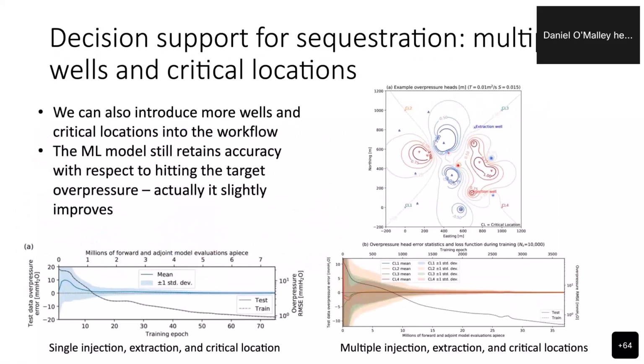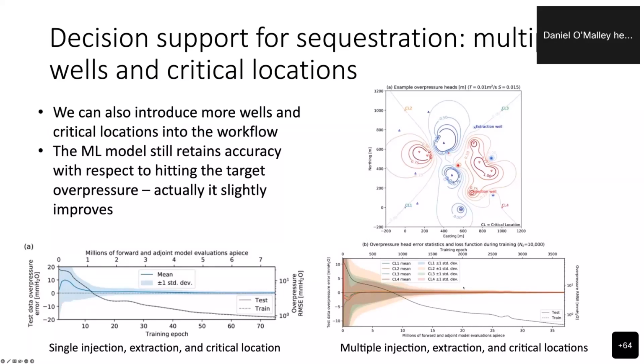And we can do this for multiple wells in multiple locations with multiple critical locations. Somewhat interestingly, it actually worked better in this case. If you look at the overpressurization error, this is showing it for the single injection case, where there's one injector, one extractor, one critical location. This is showing it for multiple injection, extraction, and critical locations. And the error in the overpressure is actually a little lower in this case.